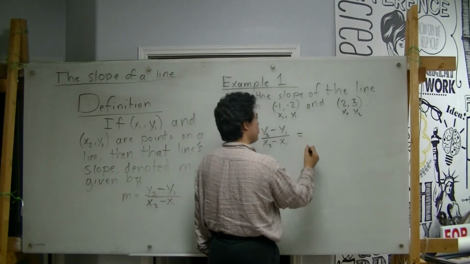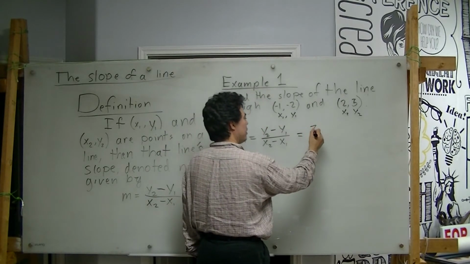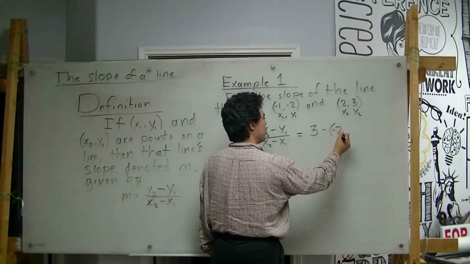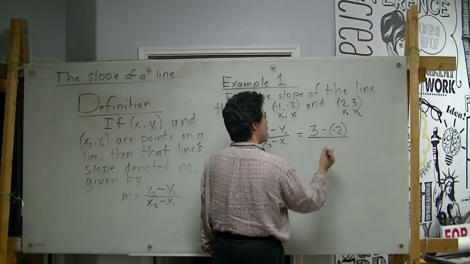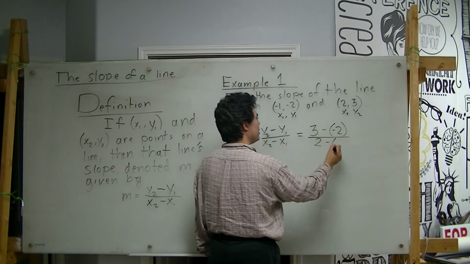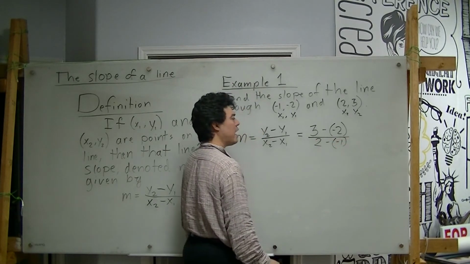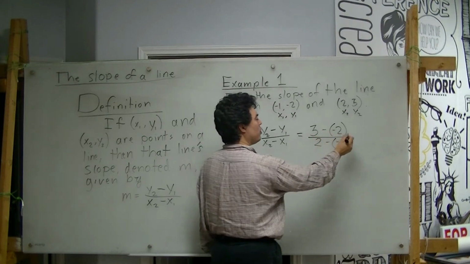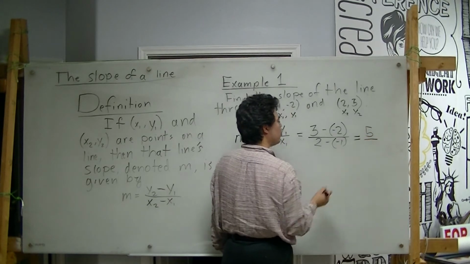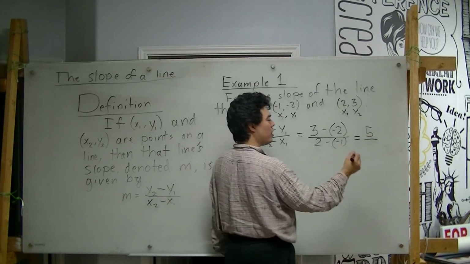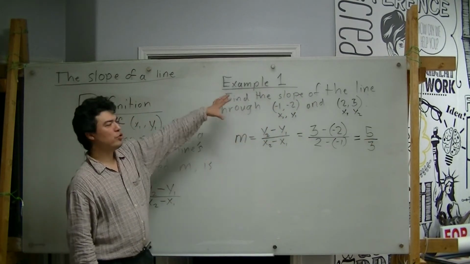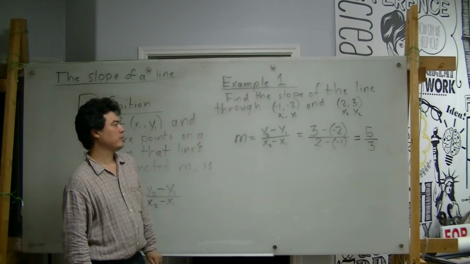And then we plug in our values. What's our y2? 3 minus our y1, which is -2, divided by our x2, which is 2, minus our x1, which is -1. Now, 3 minus -2 becomes 3 plus 2, which is 5. And 2 minus -1 becomes 2 plus 1, which becomes 3. So we can see that the slope of the line through these 2 points is 5/3.